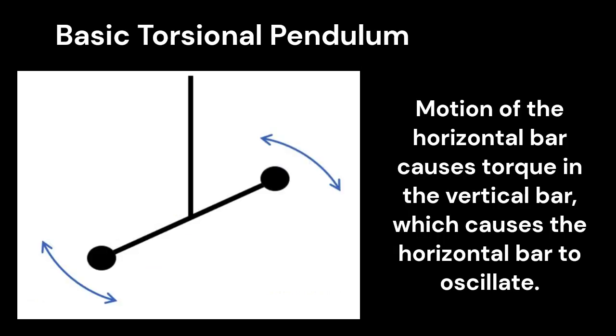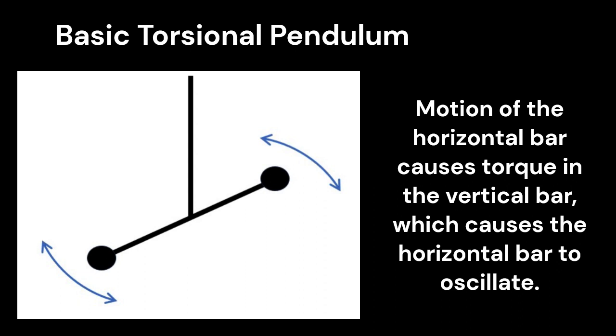The basic torsional pendulum looks like this. There's a vertical bar supporting a horizontal bar. At the end of the bar, there are some masses. And any motion of that horizontal bar in the rotational direction causes a torque, a twist in that vertical bar. And that twist wants to return the horizontal bar to its original position. So if you set it off away from its original position and let it go, then it'll oscillate back and forth as it returns to the original position.